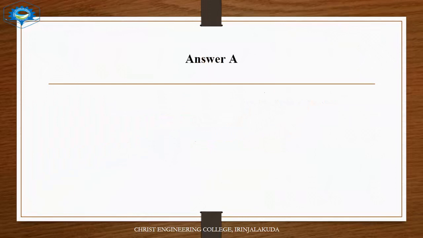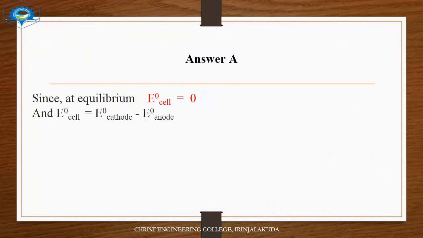Here the question is a little bit lengthy, but the answer is very simple. That is answer A, both the potentials are the same. How do we reach this answer? If the equilibrium reaction is considered for an equilibrium cell, the value of E0 cell is always equal to 0. We have an equation for E0 cell, and all of you know E0 cell is equal to E0 cathode minus E0 anode. If E0 cell becomes equal to 0, then E0 cathode becomes equal to E0 anode.